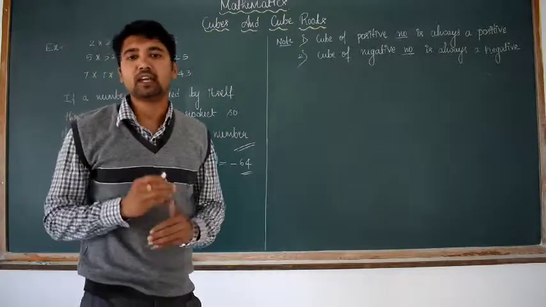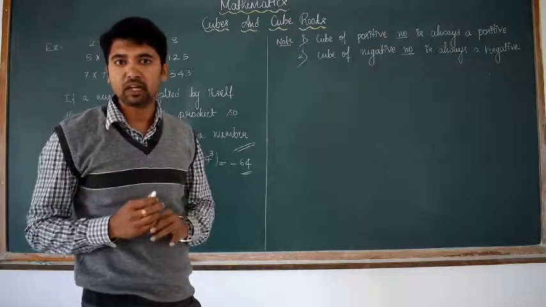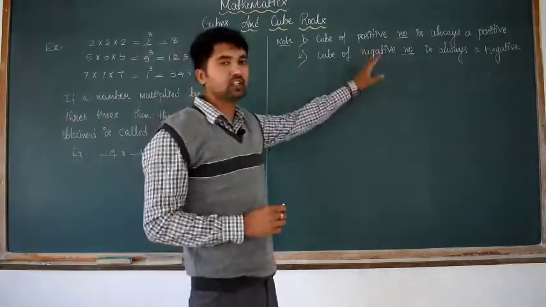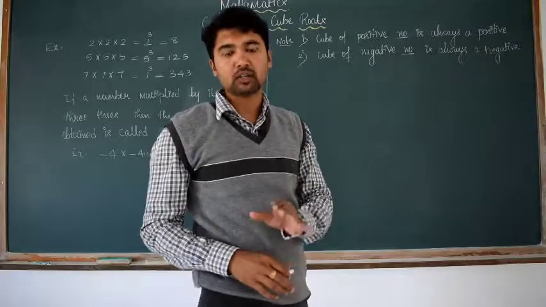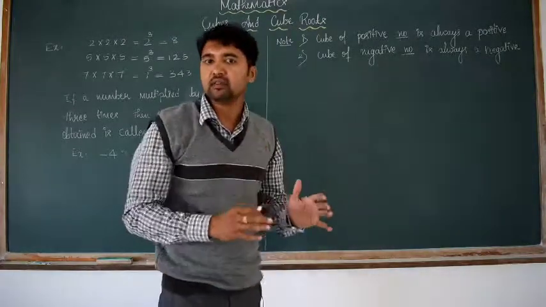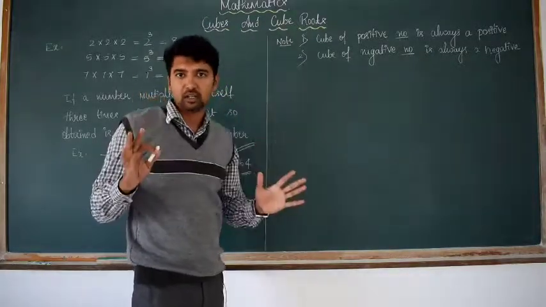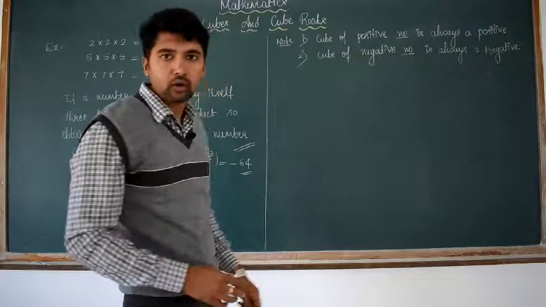Okay, no need of multiplying the sign as many times as we have got. Just keep it in mind. If the given number is positive, the cube of that particular number will be positive. If the given number is negative, then the cube of that particular number will be negative only. Keep this in mind. Also we have one more instance.